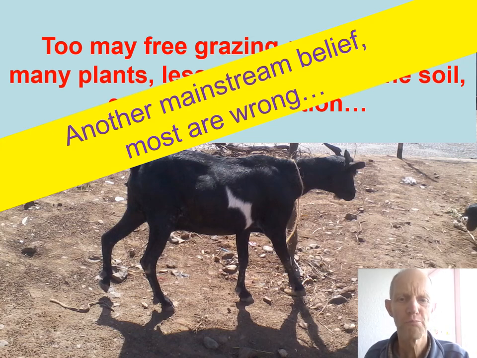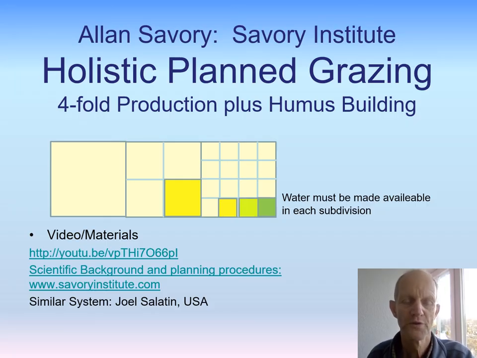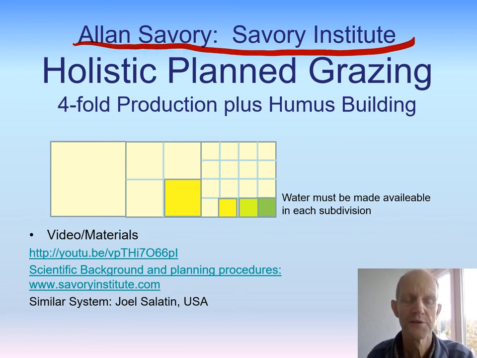All the big mainstream beliefs are often wrong or give a wrong impression. And if these animals are mismanaged, that they just run around and eat everything down, no wonder that it's destroying. But there are other ways. So there is the holistic planned grazing or rotational grazing. And one of the key figures here was and is Allan Savory from the Savory Institute.